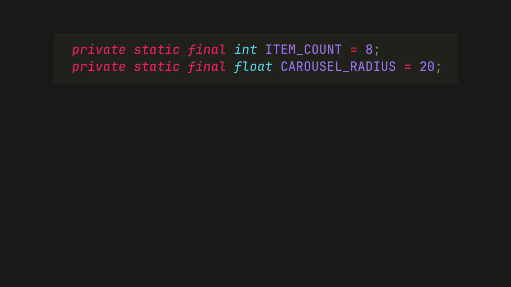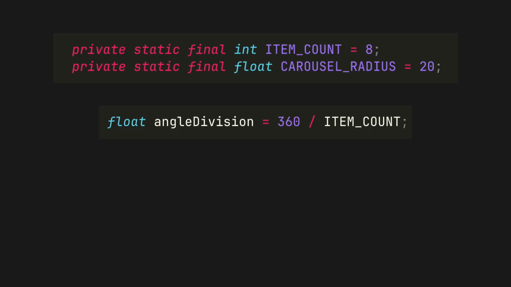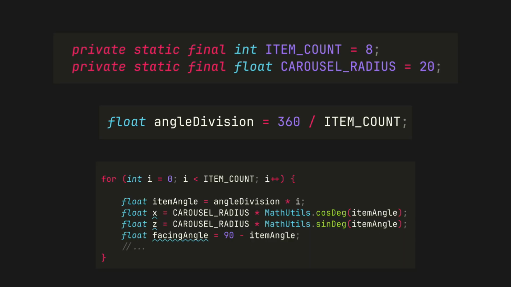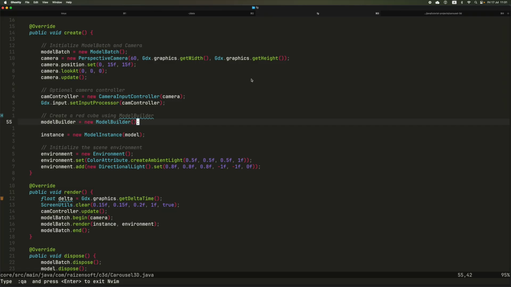Given the number of items and the carousel radius as constant fields, we can easily calculate angle division as angle division equals 360 degrees divided by item count. Then the position of each item can be derived using basic trigonometry inside a loop. Now that we know the math behind this, let's go ahead and try to implement our carousel.